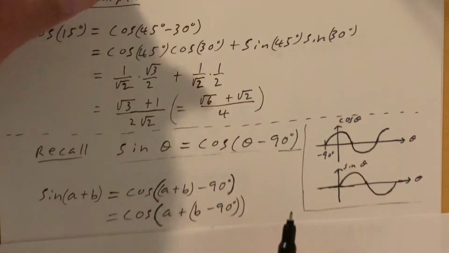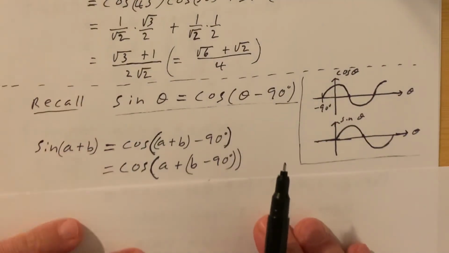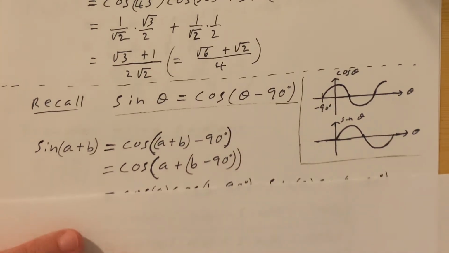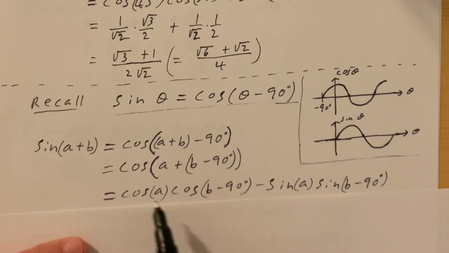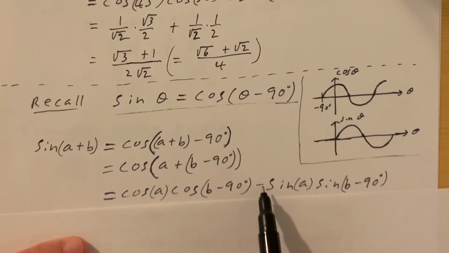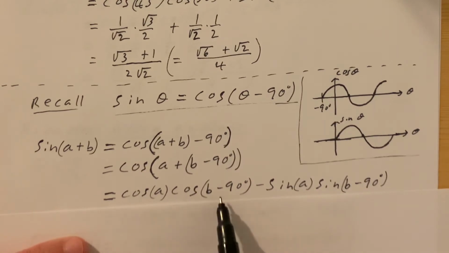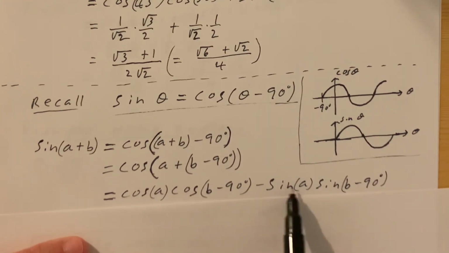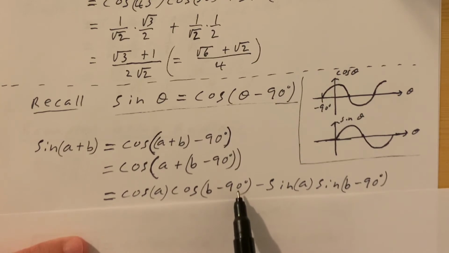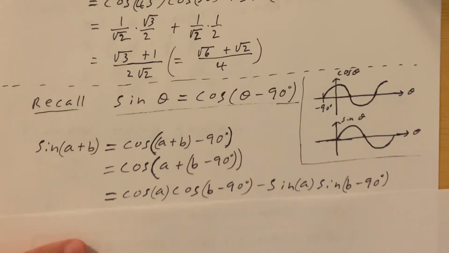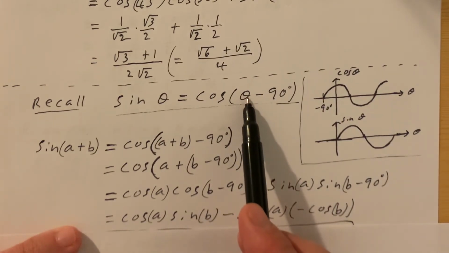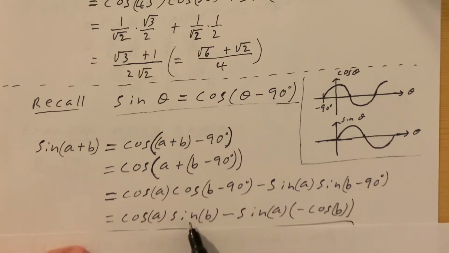Now I'm going to use my cos formula for cos of a plus something. This is now the something. And if you remember, there's a minus in it, so it's cos, cos, sine, sine with a minus between. Cos of a, cos of b minus 90, minus sine of a, sine of b minus 90. Cos of a and sine of a stay the same. Cos of b minus 90 is just a translation of the sine function, so that equals sine of b. We just talked about that up here.